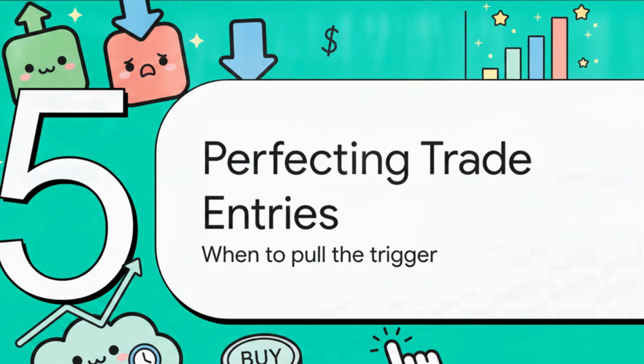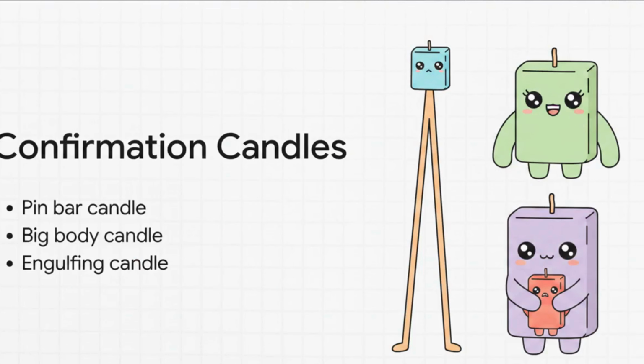Which leads us perfectly into Section 5, perfecting your trade entries. Exactly when to pull the trigger. Look, even with a 30-degree slope, you never just buy blindly. You are always hunting for one of 3 specific confirmation candles that are actively interacting with your EMA lines. First up, a pin bar candle. That's a candle with a very long wick at the bottom, which shows that price was pushed down, but buyers aggressively rejected it and pushed it right back up.